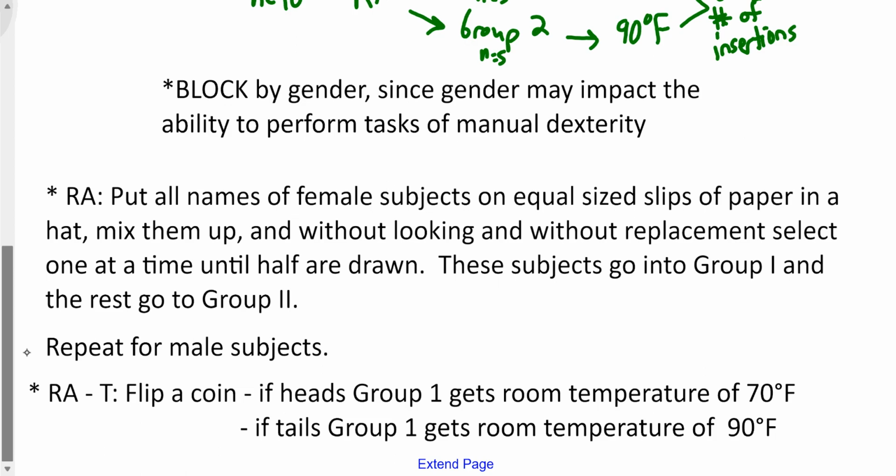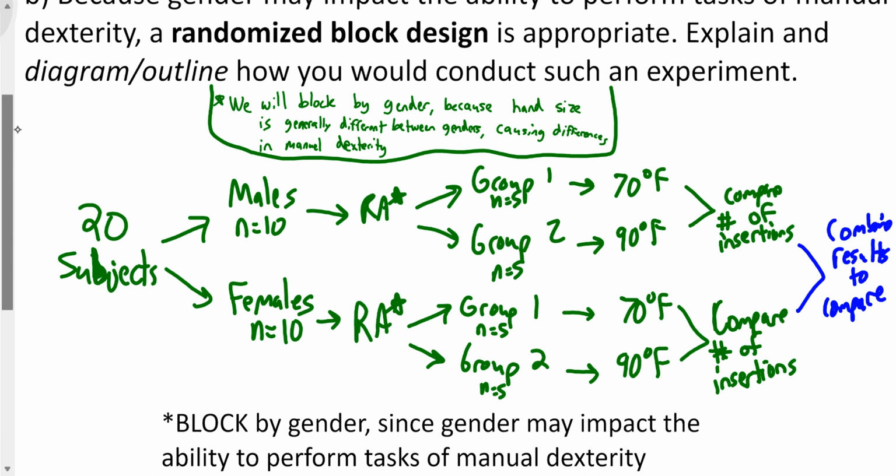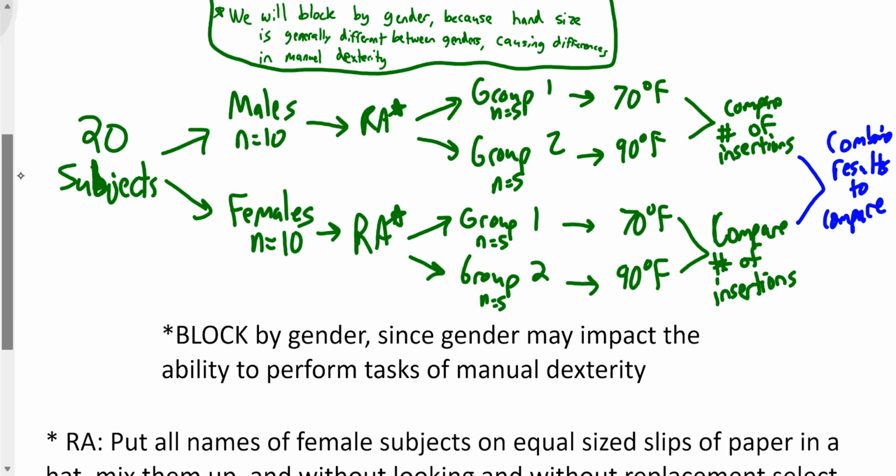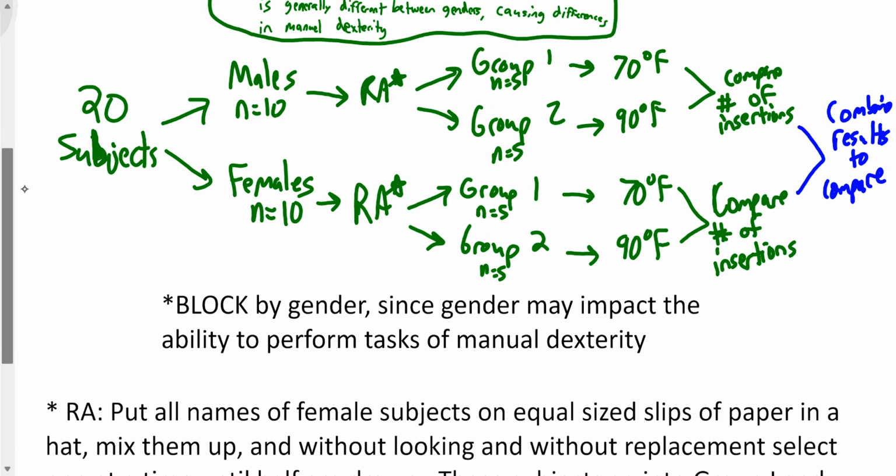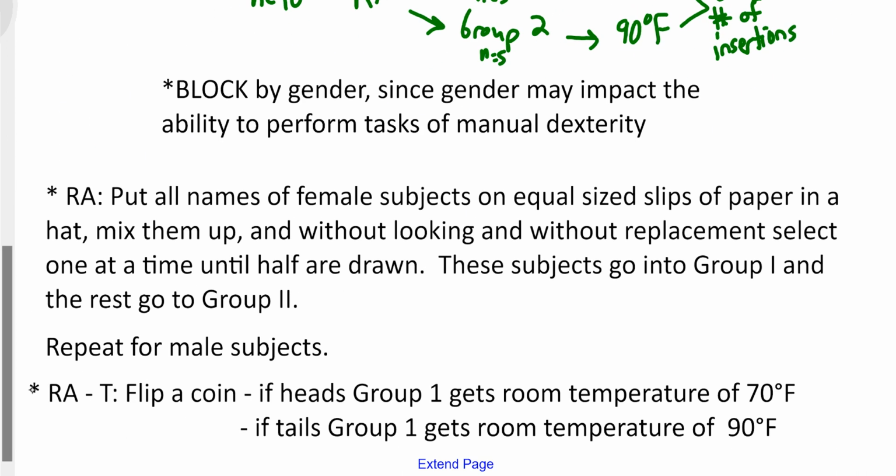Oh, that's the other thing. So I didn't mention this before. We should be randomly assigning the treatments as well. Now, that is not absolutely essential, but it's good to decide which one goes to which. So if I flip a coin, because I have two options, if heads, group 1 gets the 70 degrees. If tails, group 1 gets the 90 degrees. So I'm making even more randomization here. So the more random, the better.